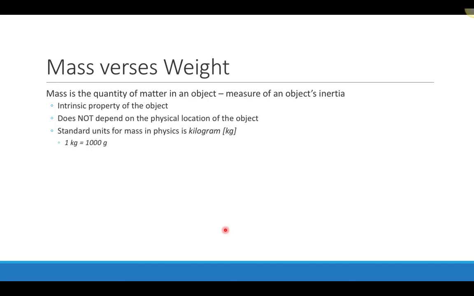If you have a particular object and you measure its mass, it's made up of protons, neutrons, electrons, and so how much matter you have is what that mass is measuring. The mass does not depend on the physical location of the object. So if you measured the mass of an object on the Earth, on the moon, or out in space, they would all have exactly the same mass. And that's harder for people to understand because if you're on the moon, you have less gravity, but we'll get to that.